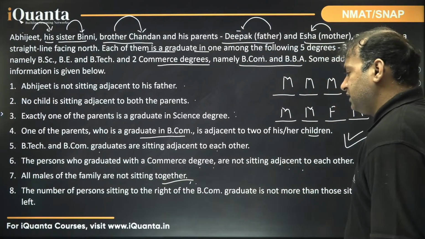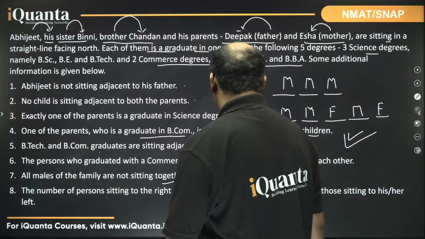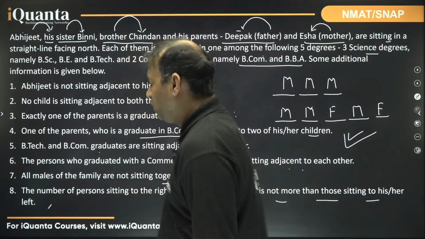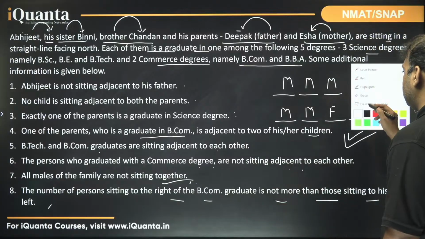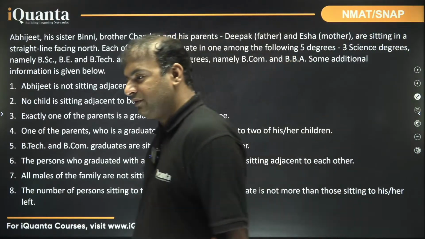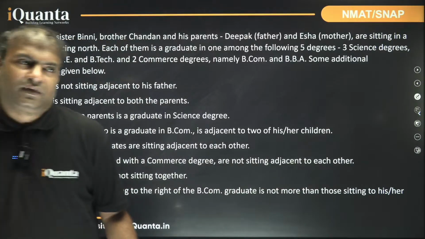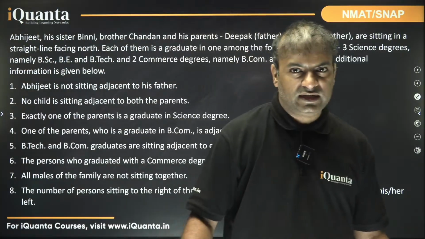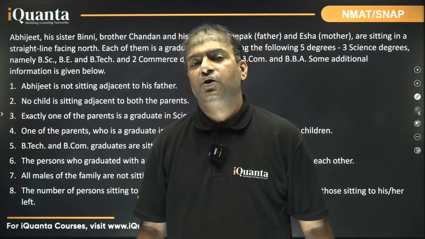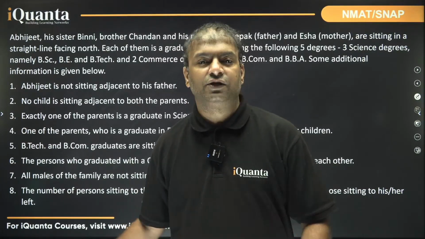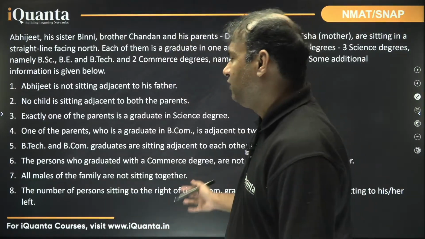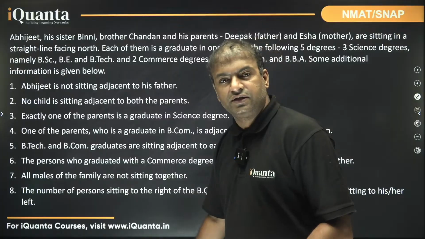Okay, then they are saying that the number of persons sitting to the right of the BCom graduate is not more than those sitting to his or her left. Okay, so guys, these are the 8 pieces of information which we have. Now the question is how should we start solving, right? This is the most important question here. So guys, I have been telling you already that it's not necessary that we always start with the people, with the names of the people. We can also start with their graduations. We can also start with their genders, right? Anything can be possible. It all depends on what kind of information is given to us.